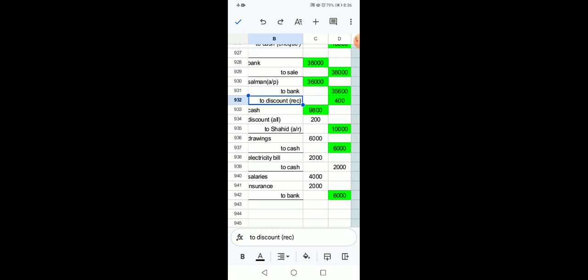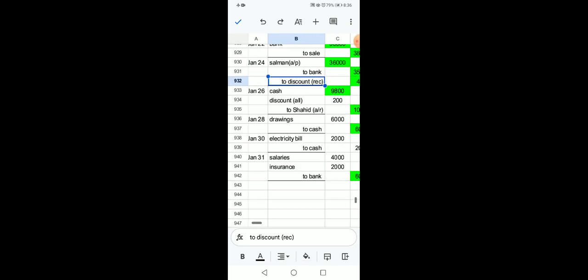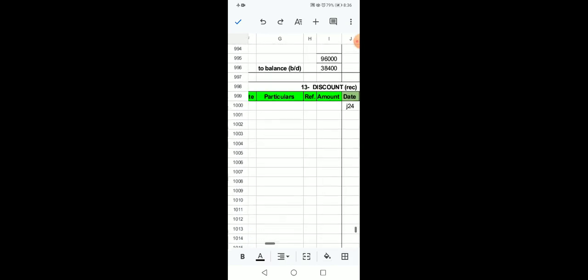So we are now looking for discount received if it is present anywhere else. Here you can see a discount, but it is discount allowed. Skip it. We are actually looking for discount received. From here to here, no discount received is present anywhere else. It means posting for discount received is completed. It's time to calculate its balance.